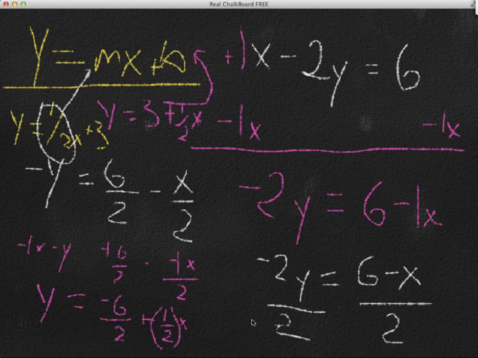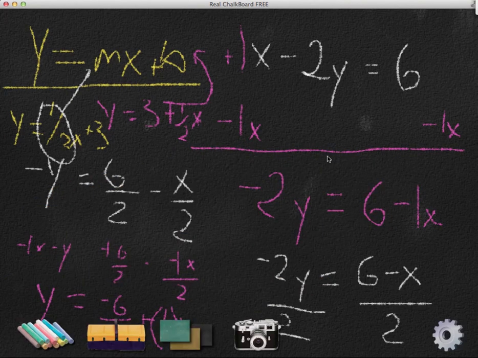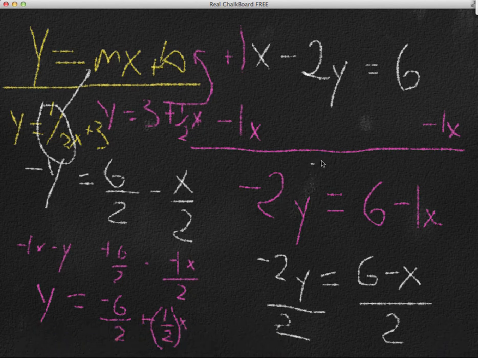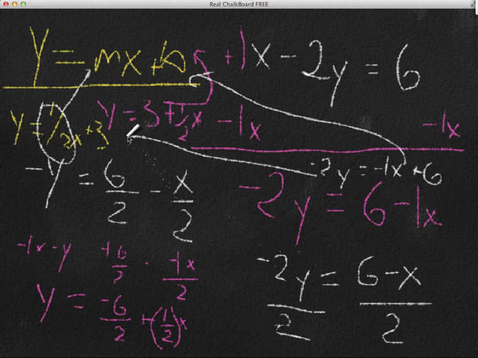And actually, to make it simpler, that could have been written this way: negative 2y equals negative 1x plus 6. That probably would have made it easier, because it's already in this format. But as you saw, all we do is just switch this around like we did over here, and it's the same thing. Got it?